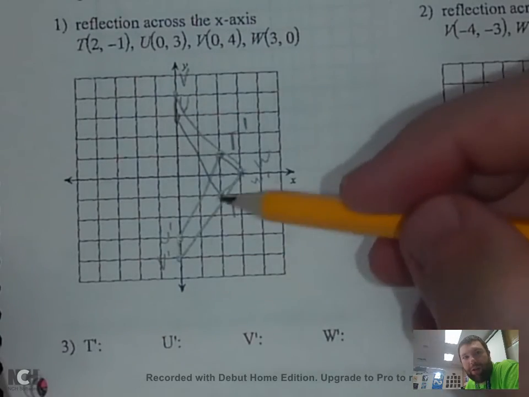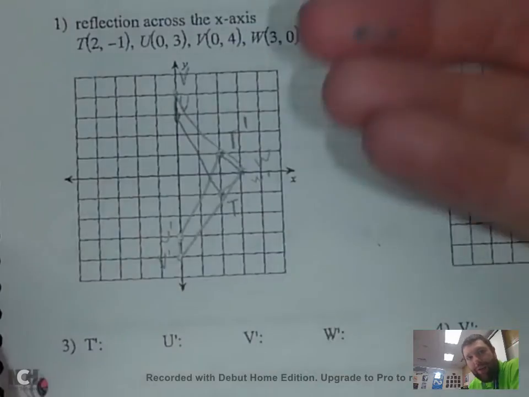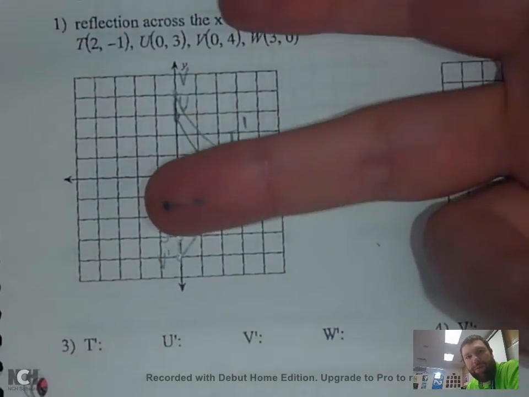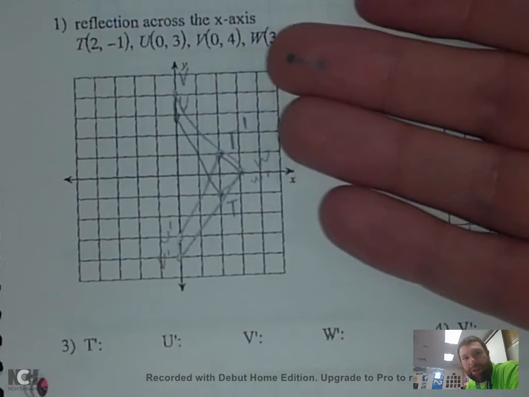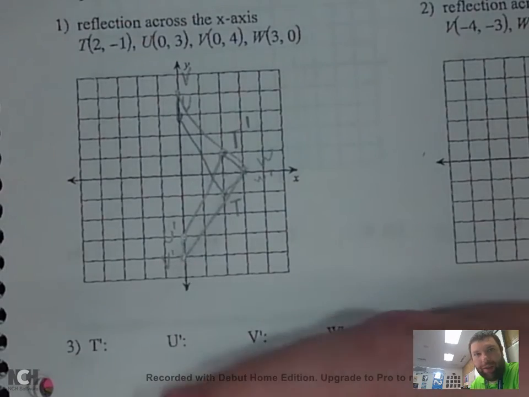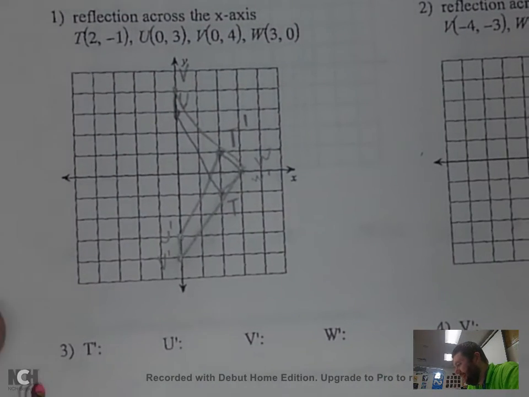Okay? You notice it looks pretty much the same. It's just going this direction now. The action that happens when you reflect something is it flips the image. It flips over the line, basically. If you were to take this book and flip it upside down, that's what shape it would look like underneath. It would look like it's going that direction. Okay? Let's try another one.